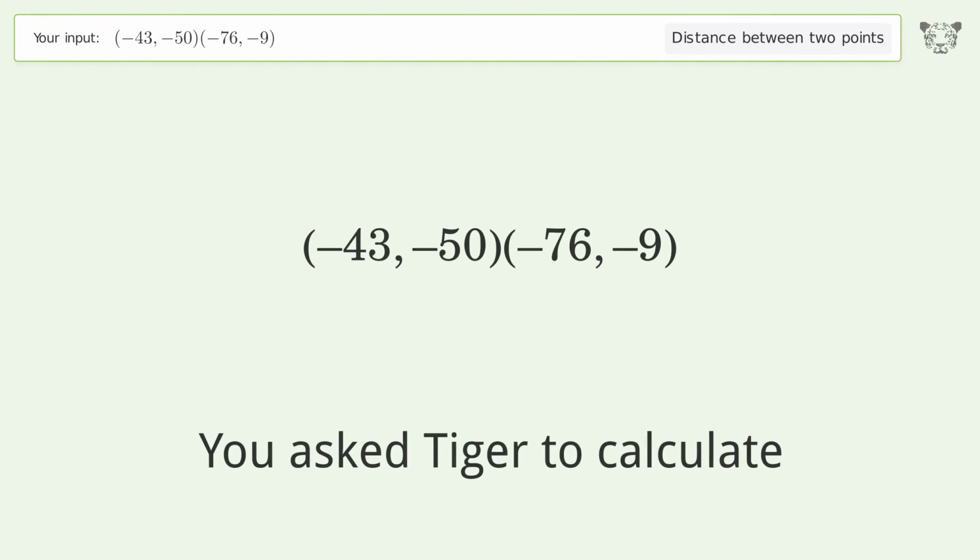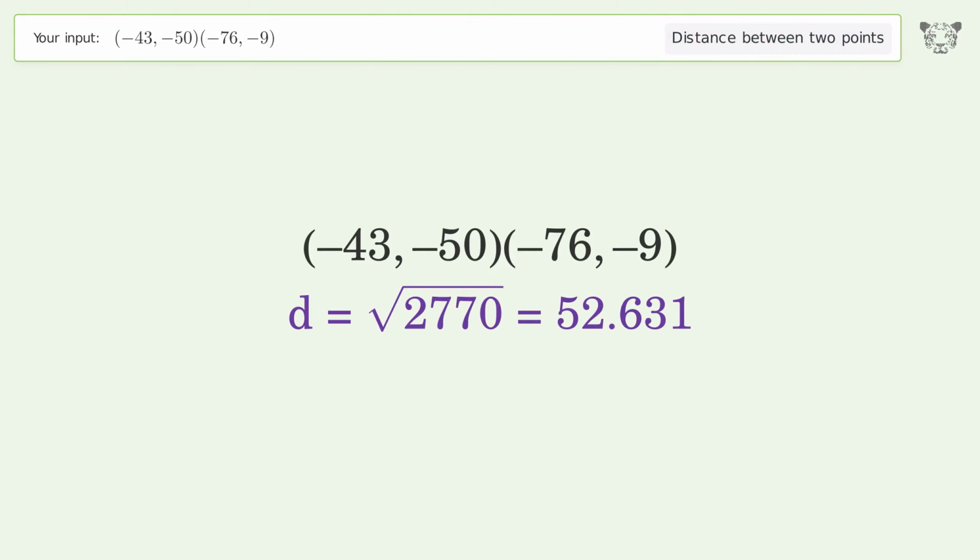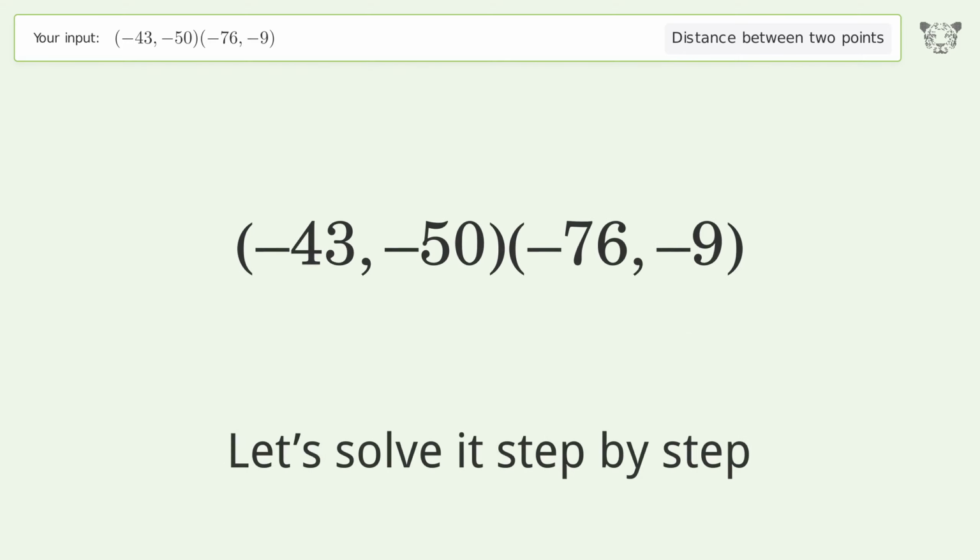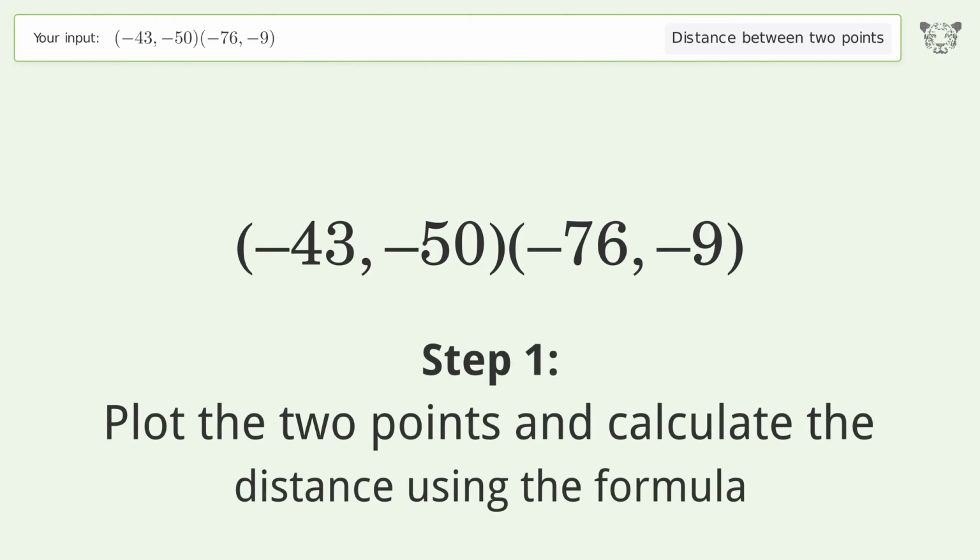You ask Tiger to calculate. This deals with the distance between 2 points. The distance between the 2 points is the square root of 2770, or 52.631. Let's solve it step by step. Plot the 2 points and calculate the distance using the formula.